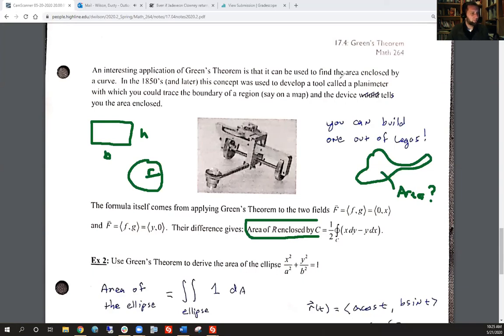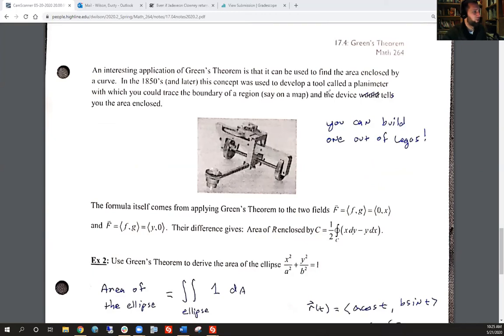Can we do one example with this last formula? Sure. Cool. I'd like to use Green's theorem to derive the area of an ellipse. You'll probably recall that we've found the area of lots of regions, circles and so on, using single integrals and then later using double integrals. Here we're going to do it using Green's theorem, using a line integral. So here's the idea.